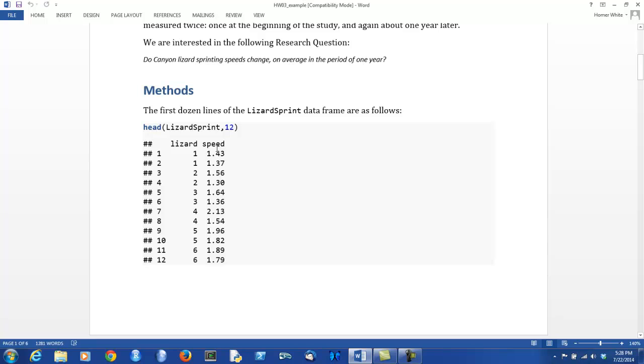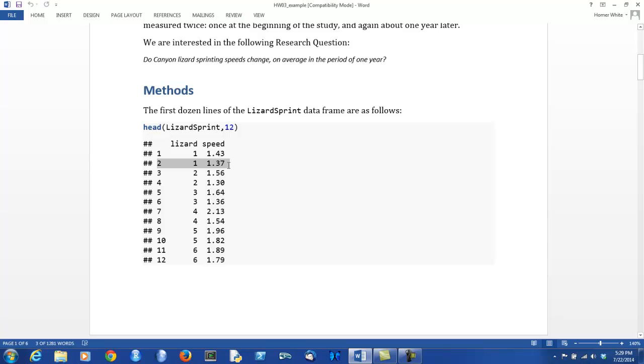Every lizard here has an identifying number. There's a lizard number 1, a lizard number 2, all the way up to a lizard number 34, presumably at the bottom of this data frame. And because there's two measurements on each lizard, there are therefore two rows corresponding to each lizard. And what you have to learn from the study itself is that the first member of the two-row pair gives you the initial speed of the lizard, and the second member will give you the speed of that same lizard 1 year later.